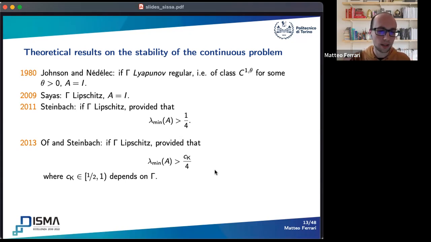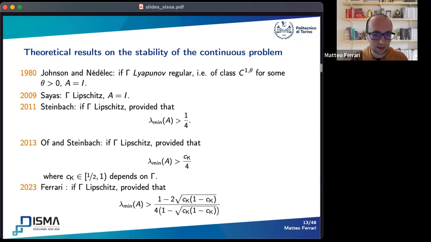We expect that for all A such that the minimum eigenvalue of A is bigger than 0, the coupling is stable. And the new result that I will show you today is this. Again, gamma Lipschitz, provided this new estimate on the minimal eigenvalue of A. If the minimal eigenvalue of A is bigger than this new quantity, then the coupling is stable.